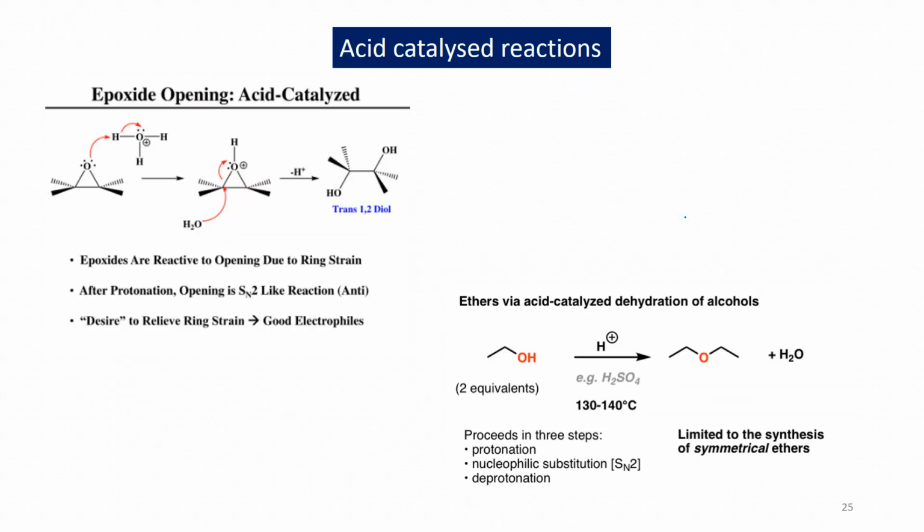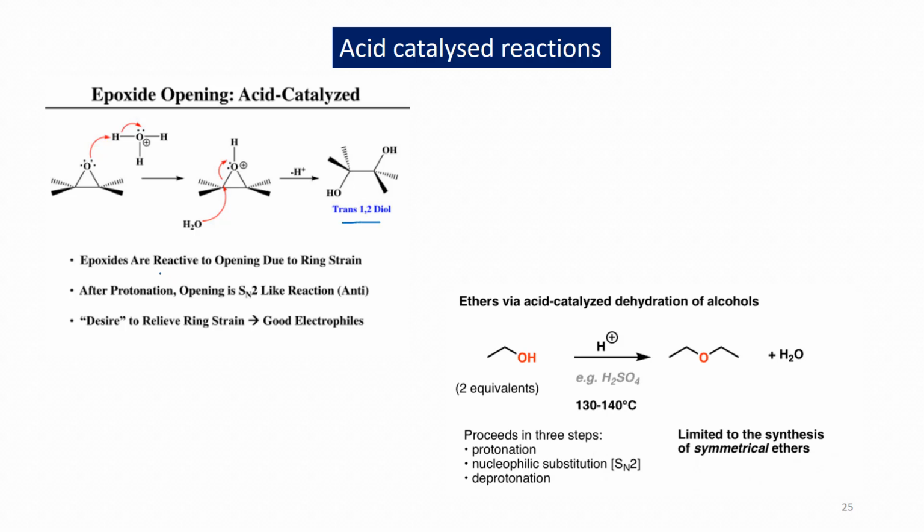Now there are some examples of acid catalyzed reactions which are specifically catalyzed by acid only. This is epoxide cleavage. If you are adding acid to an epoxide, it will take a proton from the acid, then it will undergo the cleavage, forming this type of trans 1,2 diol.